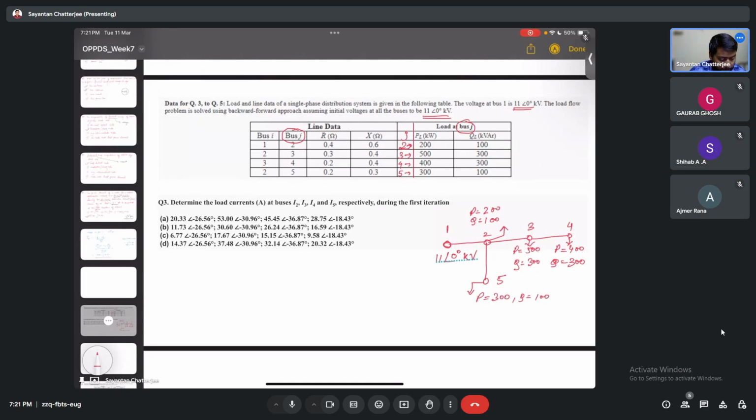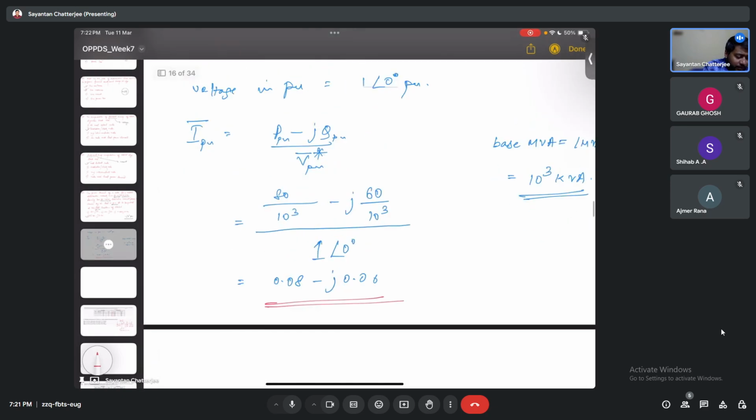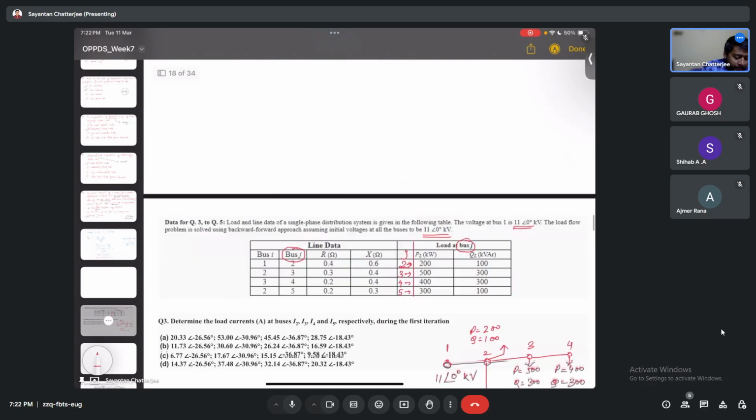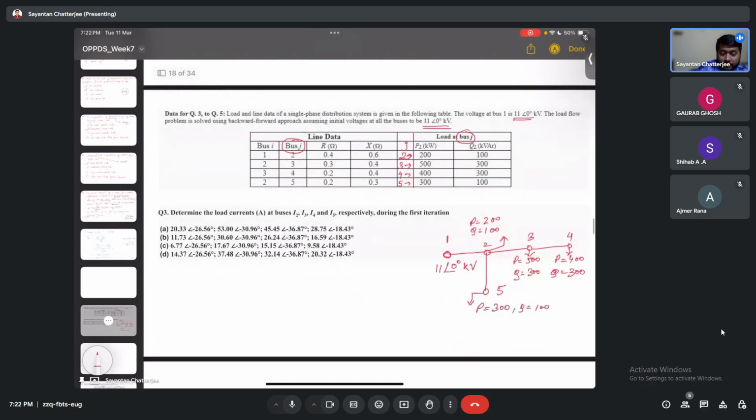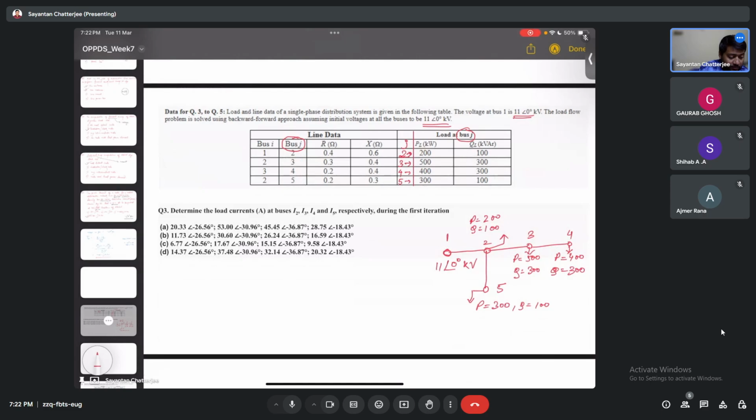This is the radial distribution system network. Just P and Q values are given. So using this same formula, P and Q values are known and nothing is in per unit here. So just compute these same values using the same formula.